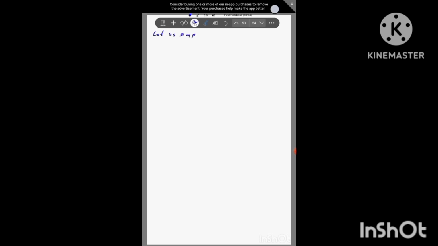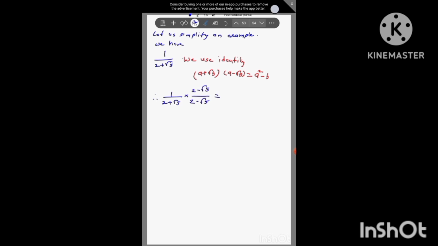So we see another method of simplifying the examples. The method is called rationalizing the denominator. Remember this. Okay. So we take the example 1 upon 2 plus root 5. So we use the identity a plus root b into a minus root b is equal to a square minus b. Remember this identity, get it by heart, and we multiply the numerator and denominator by the same quantity, which doesn't change the value, 2 minus root 5 and 2 minus root 5.